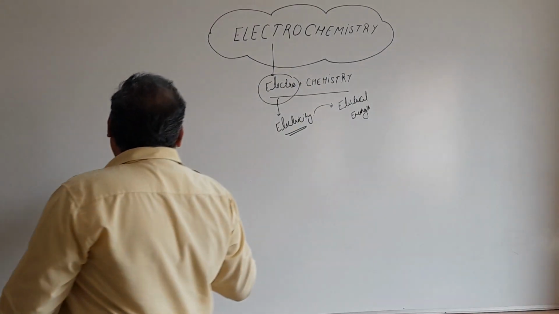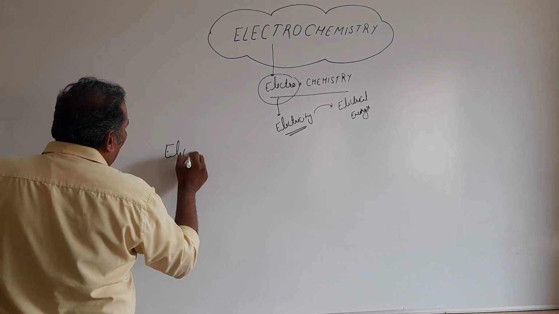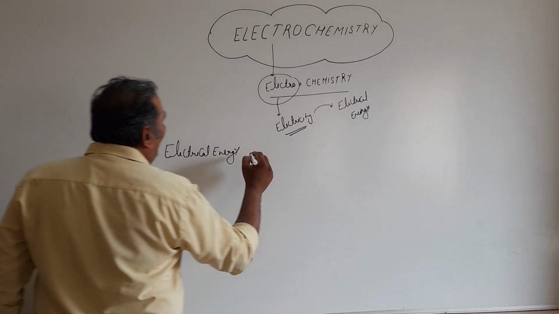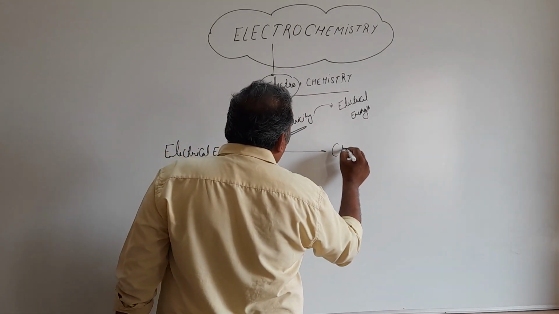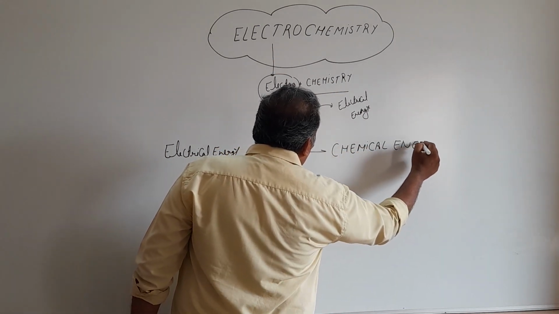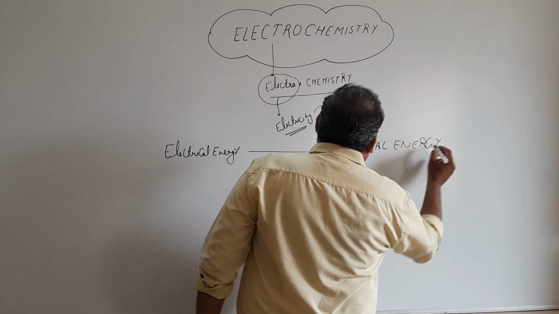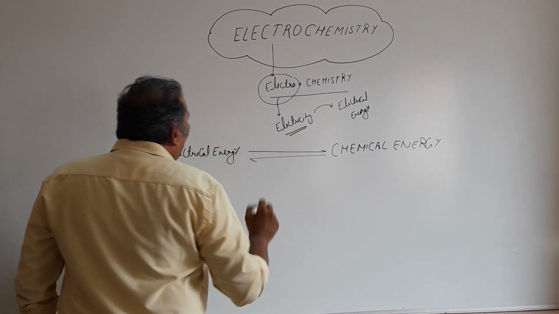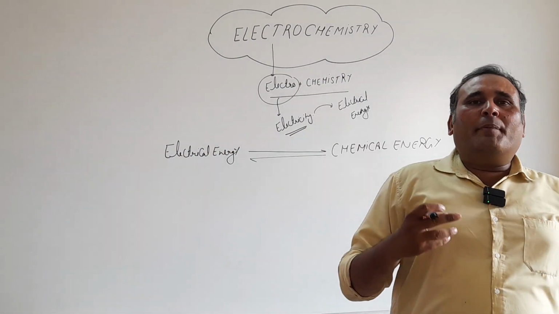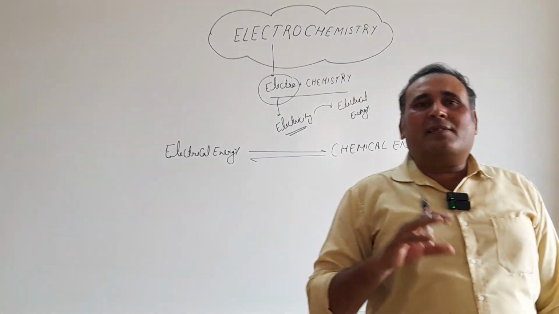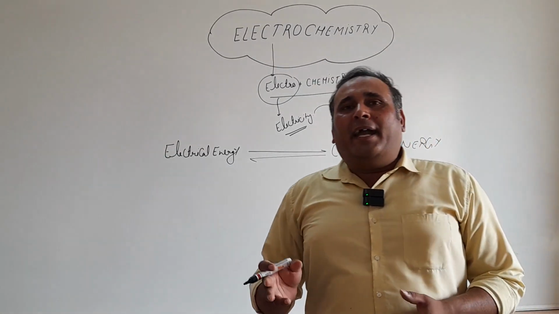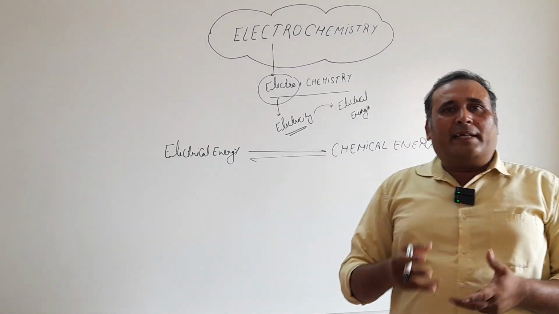So we all know that electrical energy can be converted into chemical energy, and chemical energy can also convert into electrical energy. So electrochemistry is the branch of chemistry in which we study these conversions, means conversion of electrical energy into chemical energy as well as chemical energy into electrical energy.